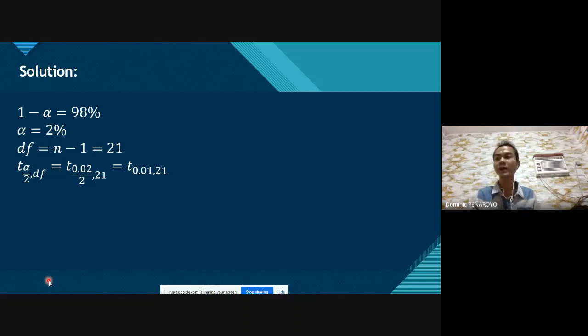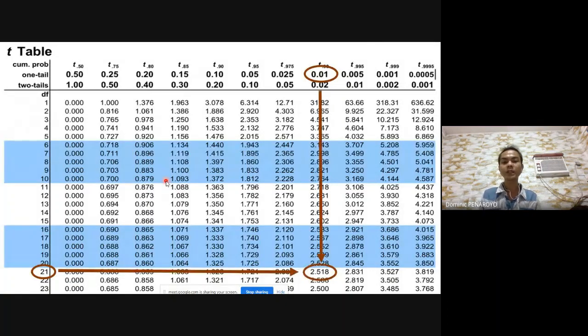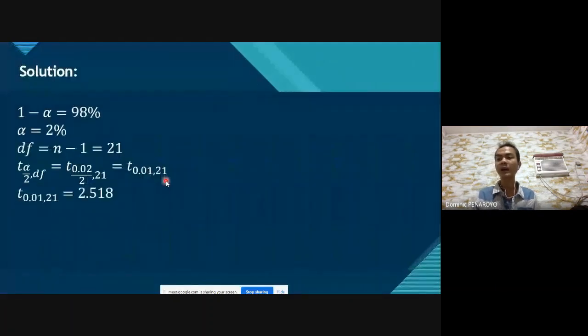So these are the values we look for. For one tail, we locate 0.01, which we will find on the upper top row of our table, and for the degrees of freedom, that's 21. Again, the intersection is our t-value. So for this given example, the t-value is 2.518. As easy as that. Okay? So that's how you find the t-value.